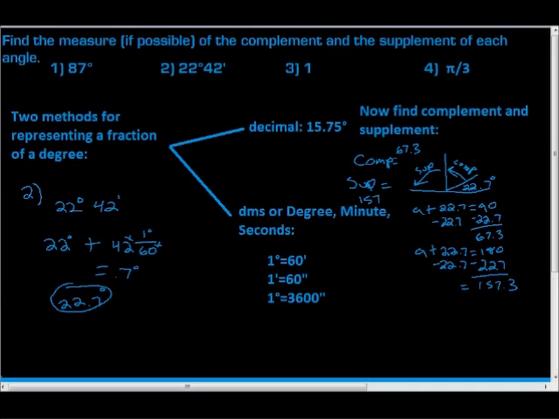So pretty easy to solve. All you have to do is do the conversion, and you can figure out your complementary and supplementary angles.